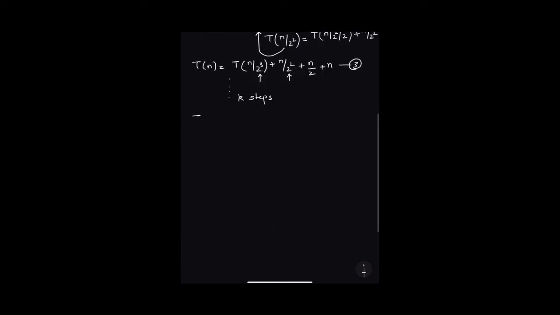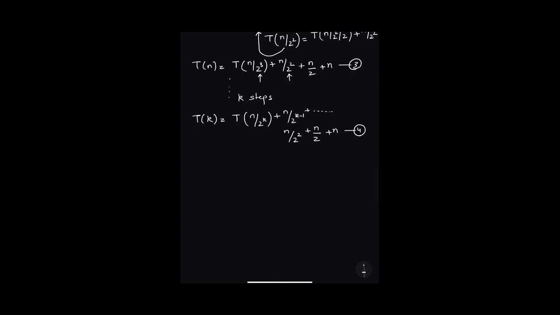Now please note that if I'm having 3 steps, then over here there is a power of 3 over 2, and over the n terms, the maximum power that I'm getting is 2. So the whole process executes for k steps. So I can say that T(n) equals T(n/2^k) plus n/2^(k-1), and so on up to n/2^2 plus n/2 plus n.